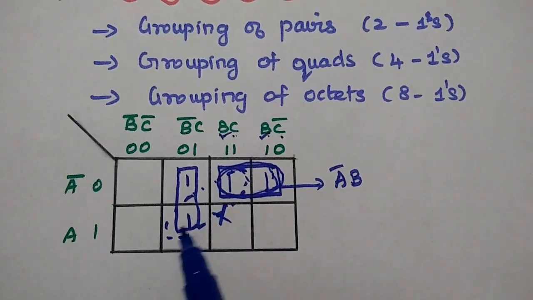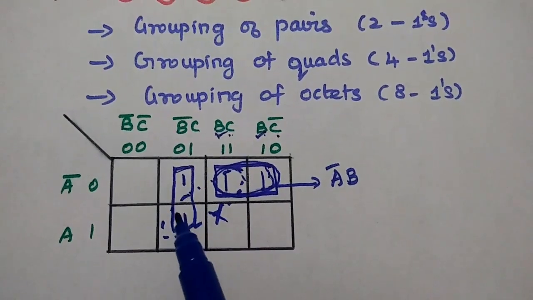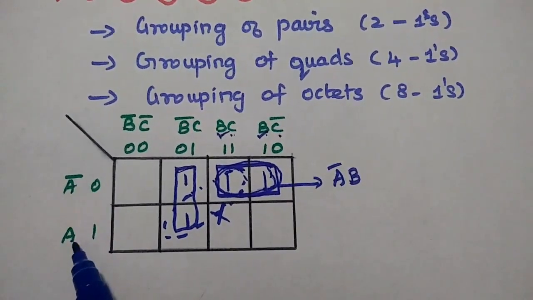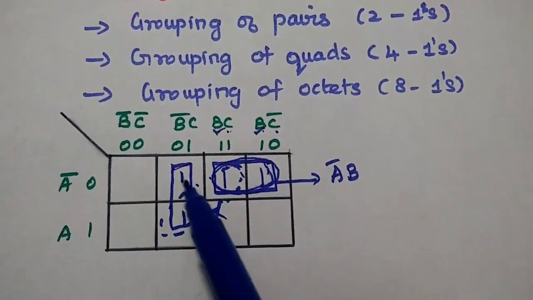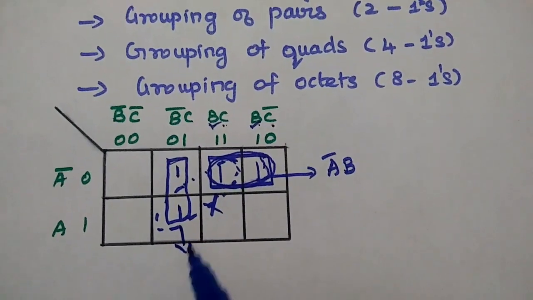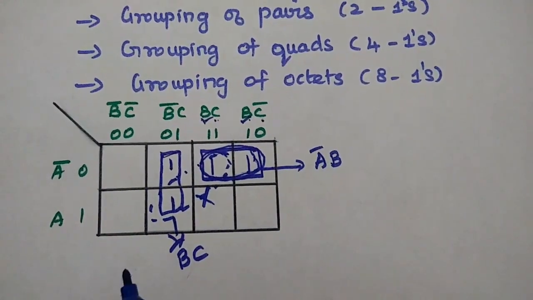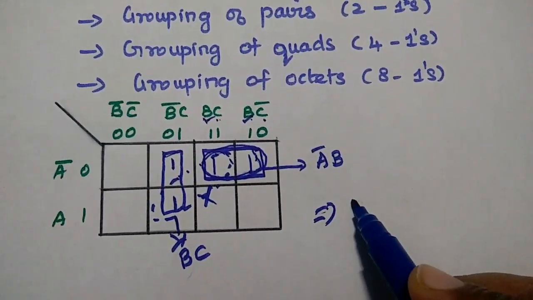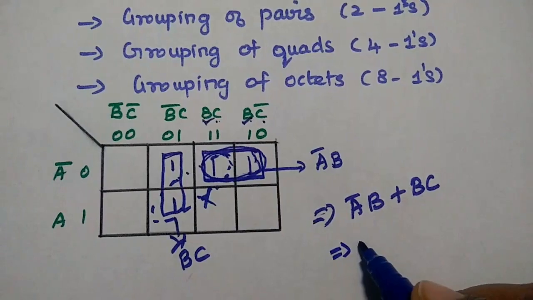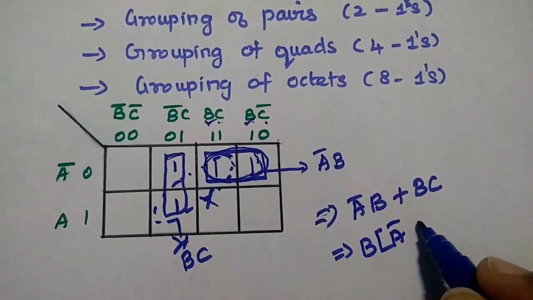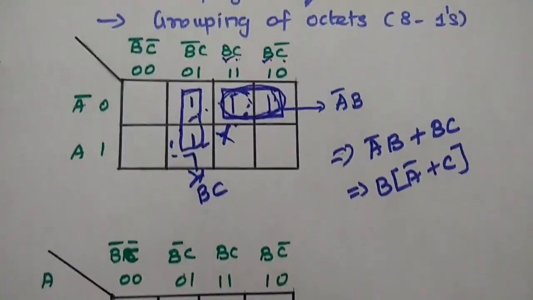Likewise for this grouping, how do you represent this? Which one is the common? Here it is A bar, here it is A. A plus A bar is 1, so we can ignore it. The common value is nothing but B bar C. Finally I can write the answer as A bar B plus BC. Then I can further simplify this. B is common, so I can write B times A bar plus C. This is how we can simplify the Boolean expressions.